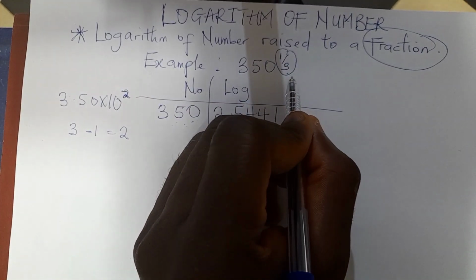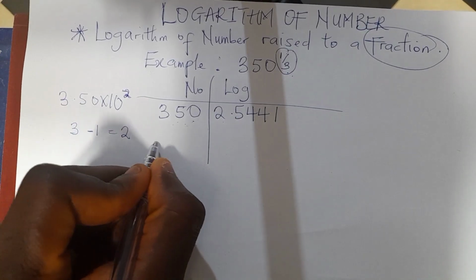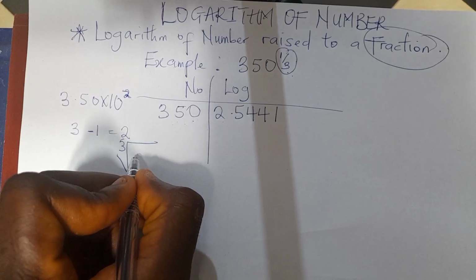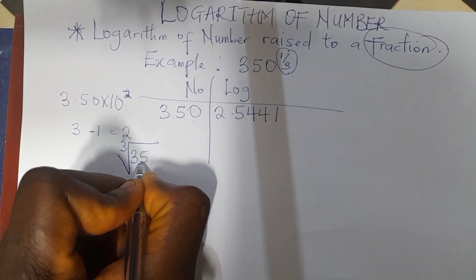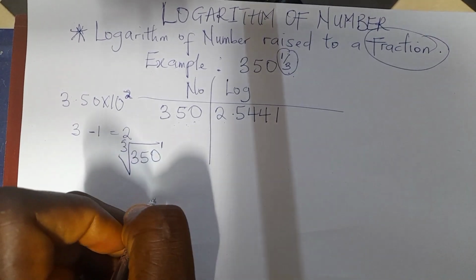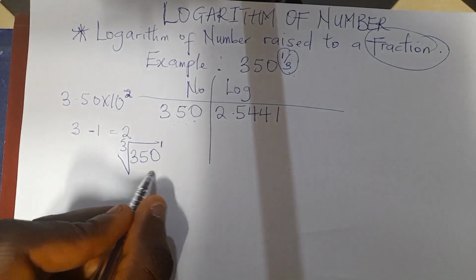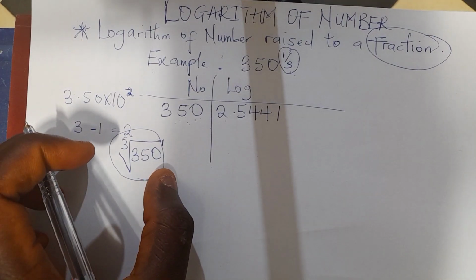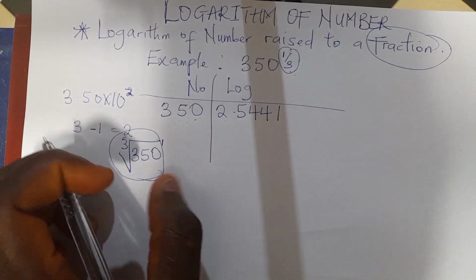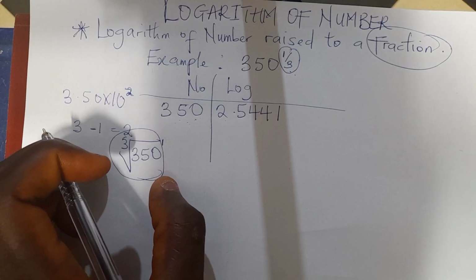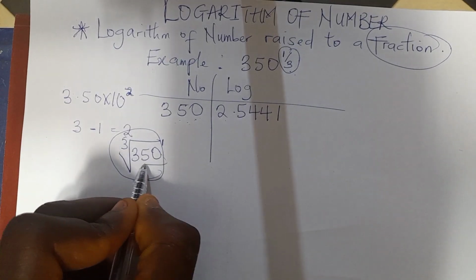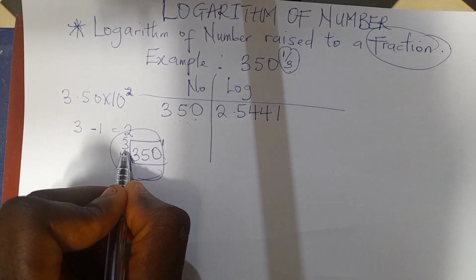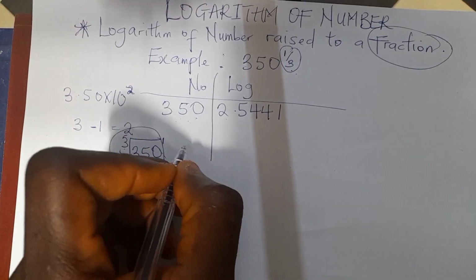Now, note that this fraction will give you something like this. Okay. 3 will be here, and you have the value of the 350 here, raised to the power this 1. Okay. Now, this is how it will be, having the knowledge of indices. Now, what does this mean? It means that the value for this 350 will be divided by what? By 3.